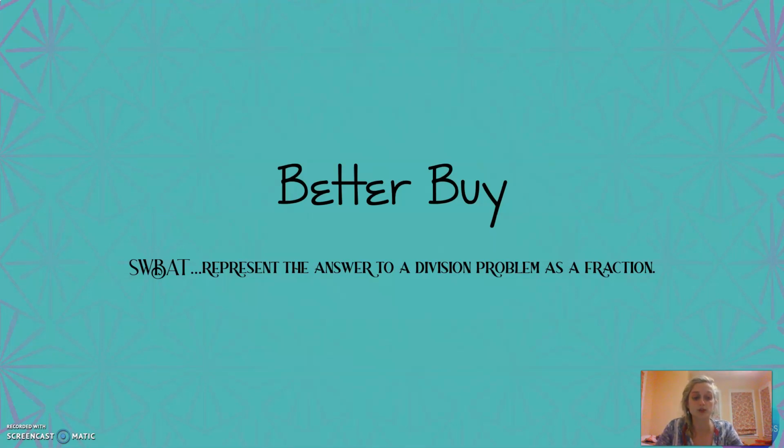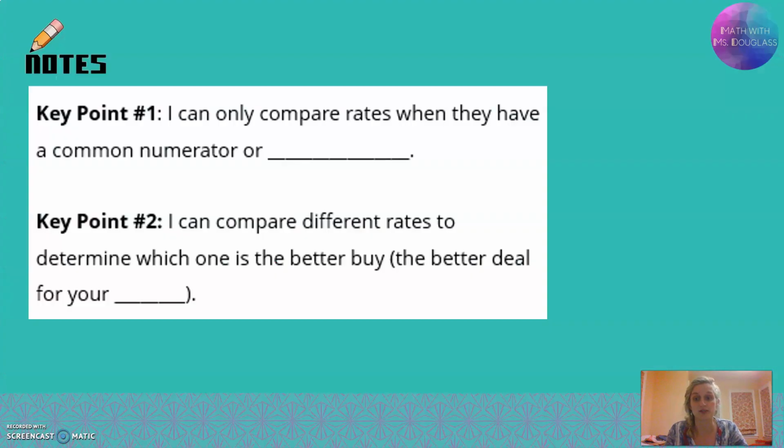So what we're going to do in this lesson is compare prices for different amounts of things. Food, clothes, whatever you're going to buy. And make sure that you're getting the best deal. That's what a better buy is. The better use of your money to get the most amount of stuff.